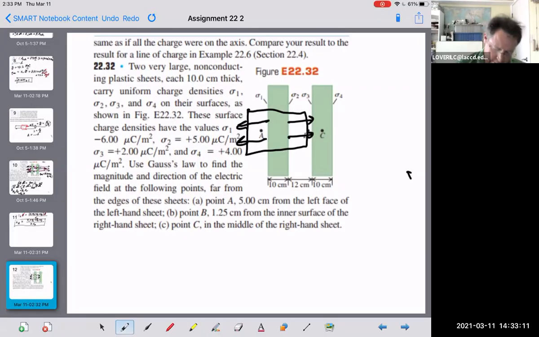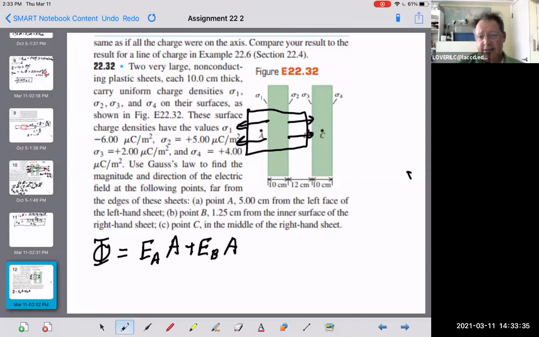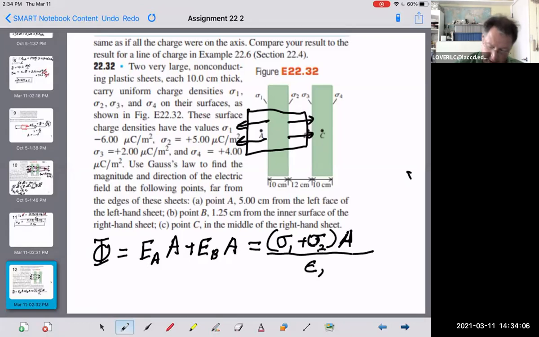So now my total flux, I still have the electric field at A times the area. But on the other side, I have the electric field at B times the same area. But now, because I'm in between the plates and we're close up and we don't know how things are going to behave, we don't know that the field in between is the same as the field on the sides. So I can't just set those equal to each other. What I can do is set them equal to the charge enclosed, sigma 1 plus sigma 2, all of that times the area divided by epsilon naught.